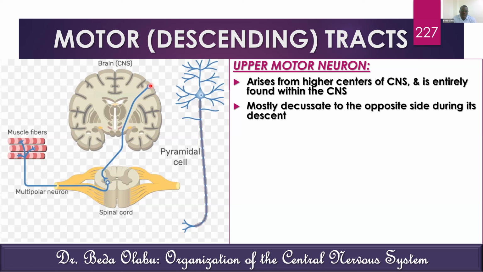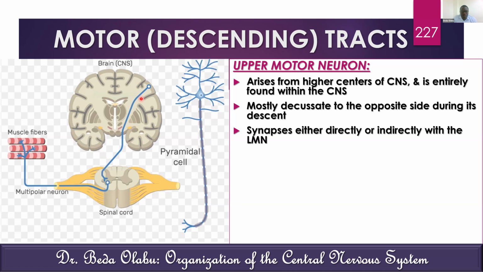Most of the time, the upper motor neuron will decussate to the opposite side. There are a few cases where the upper motor neuron does not decussate, but there are few and we'll mention them. Most of the time, the upper motor neuron will decussate to the opposite side. And depending on the tract we're talking about, the decussation level could be at different parts.